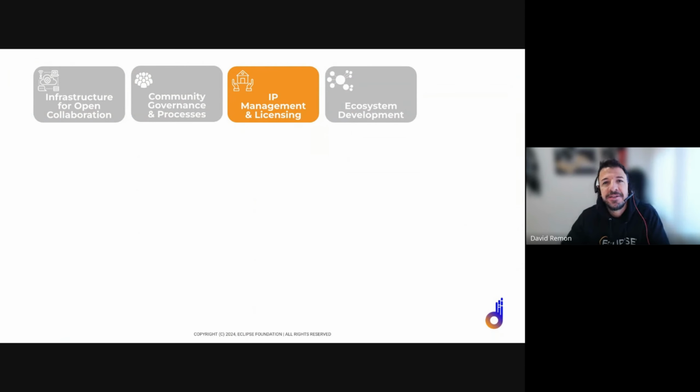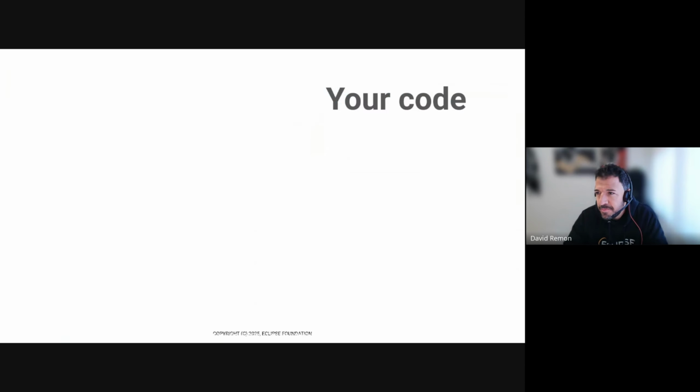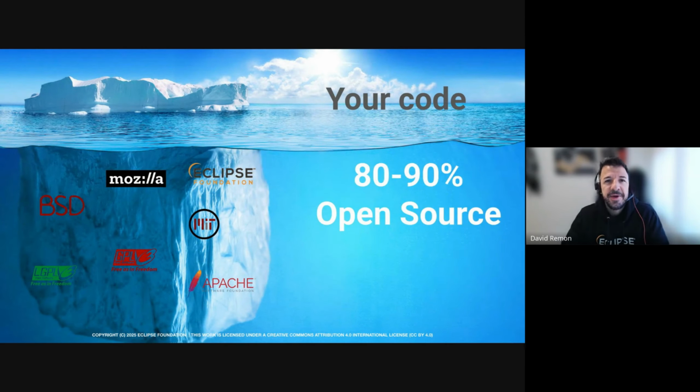Looking at the third pillar, the IP management, licensing, and compliance. It's important to keep in mind here that when we develop code, we write only a small part of the code, and the rest, 80 to 90% of the code, according to the statistics, is done by libraries that we are using. Libraries licensed under different licenses, as we saw before, and we need to comply with the requirements which come from those licenses. Similarly, we put a license to our code, and other people using our code will have to comply with the requirements of our license.